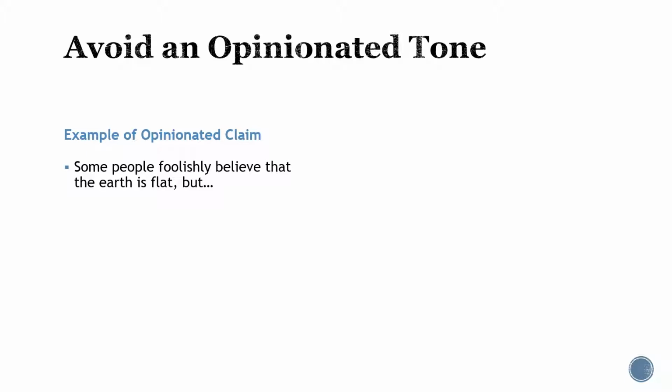So here's an example of an opinionated claim. Some people foolishly believe that the earth is flat, but this is an opinionated claim because of the word foolishly. It is making a judgment about the opposing group's reasoning, and the argument should be based mostly on evidence and support against that claim.